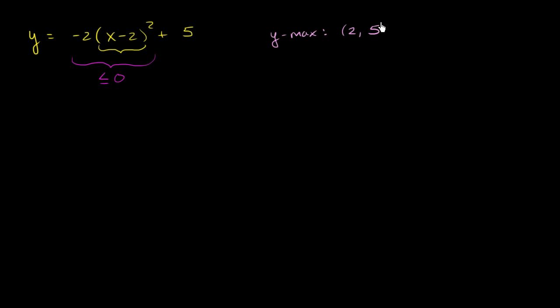So the point (2, 5) is the maximum point for this parabola, and it is actually going to be the vertex. So if we were to graph this, so the point (2, 5), that's my y-axis, this is my x-axis. So this is 1, 2, and 1, 2, 3, 4, 5. So this right over here is the point (2, 5). This is a maximum point for this parabola.